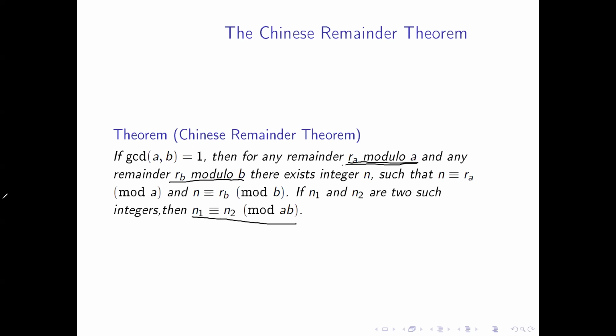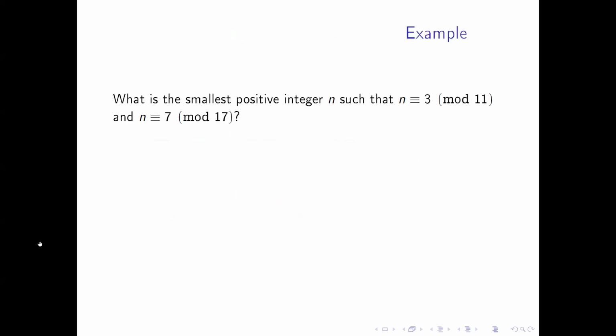This actually allows us to solve essentially systems of modular arithmetic when our mods are different mods. All right, so let's look at an example. What's the smallest positive integer n such that n is congruent to 3 mod 11 and n is congruent to 7 mod 17? Now, these are relatively prime numbers. If you want to do this brute force, you have to do 11 times 17 different combinations and check all of those values.